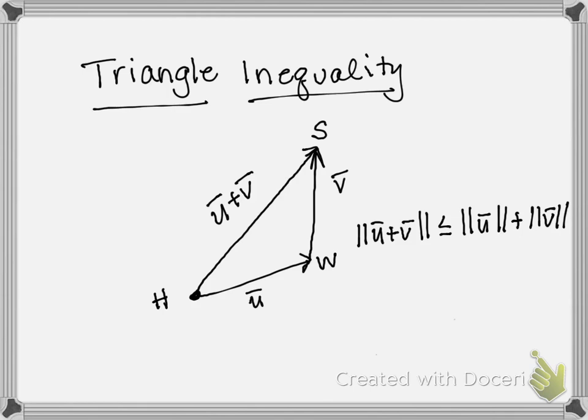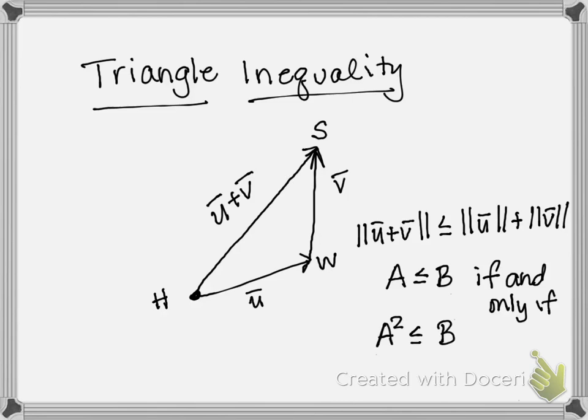It's always a little bit easier to work with the norm squared, because the norm squared does not have a square root in it, if you recall that the norm does. So norm squared are just easier to work with, but it's going to be equivalent. So I'm going to use the fact that A is less than or equal to B if and only if A squared is less than or equal to B squared.